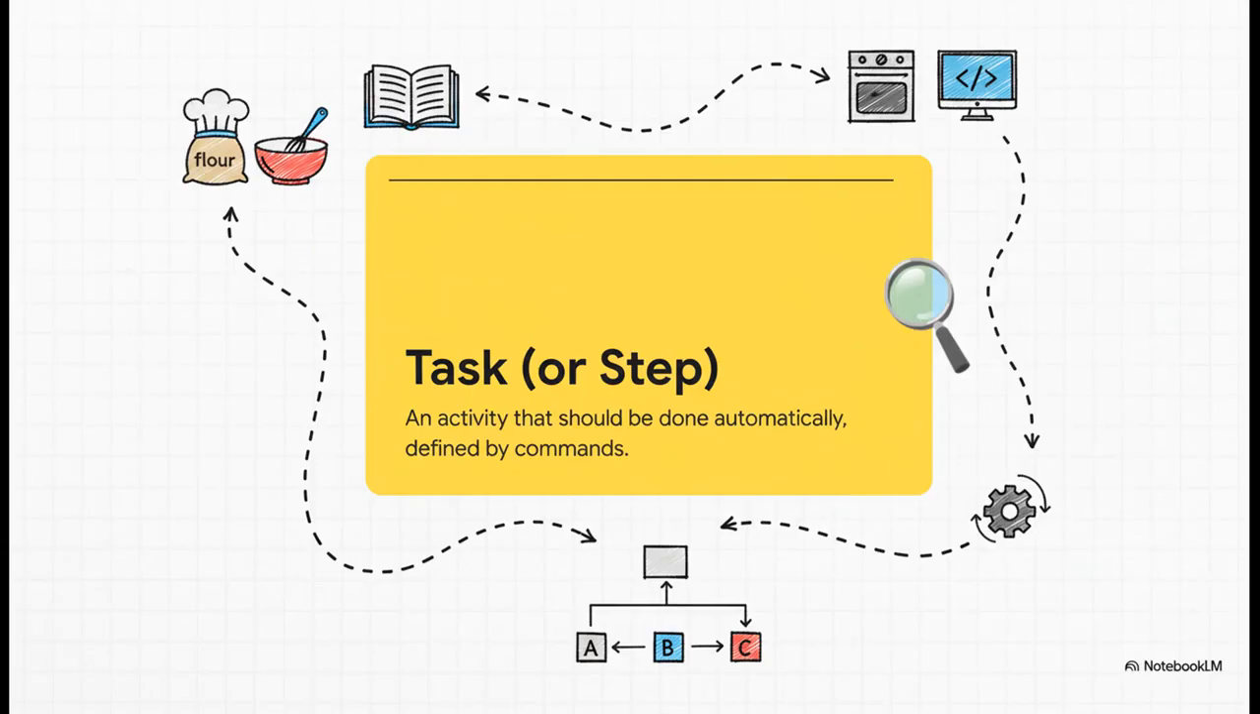Okay, let's zoom in one more level. Every job is made up of a sequence of steps, or what you might call tasks. These are the individual commands that get executed, one after another. In our recipe, these are the super specific instructions. Add 1 cup of flour, preheat the oven to 350, and so on.